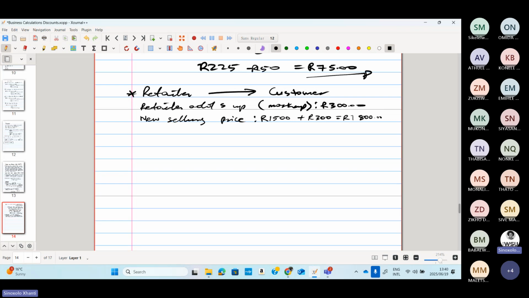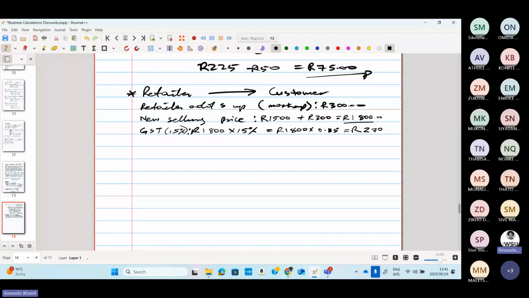The government is saying, okay, because you want to charge that much, I want you to pay this GST, or goods and services tax, of 15%, which is going to be 1,800 times 15%, or 1,800 times 0.15. This is simply 1,800 times 15%, which is 270.